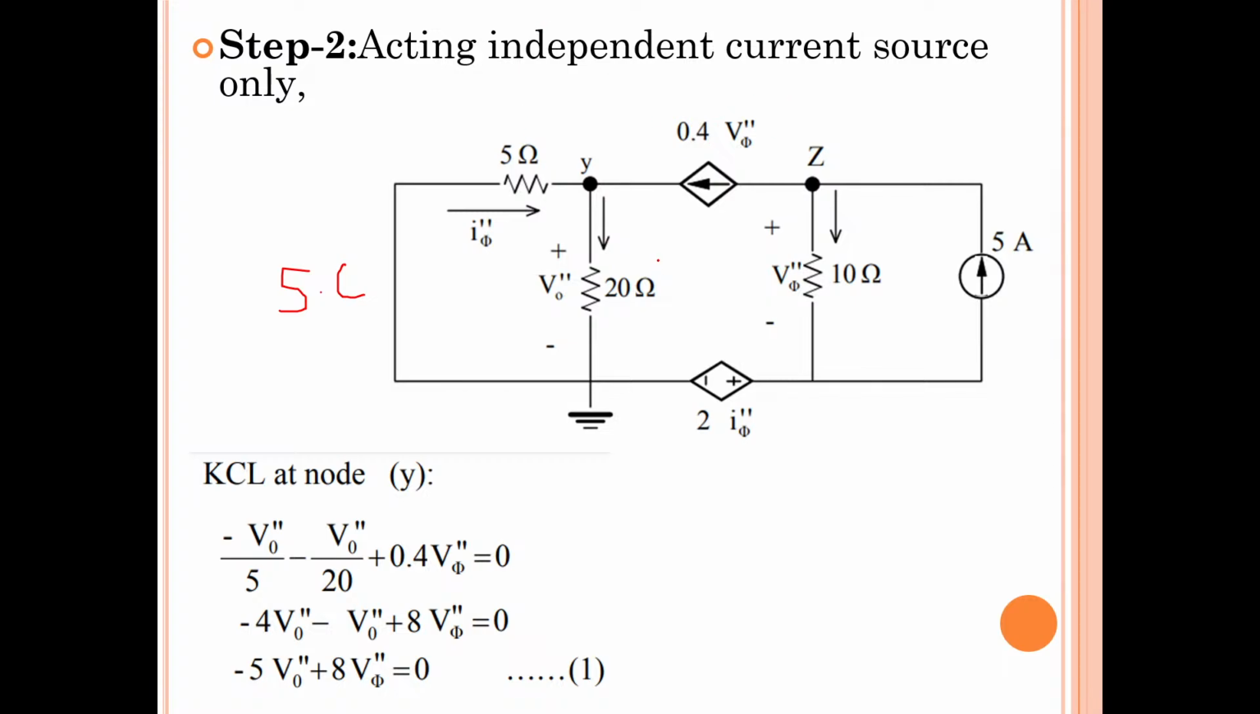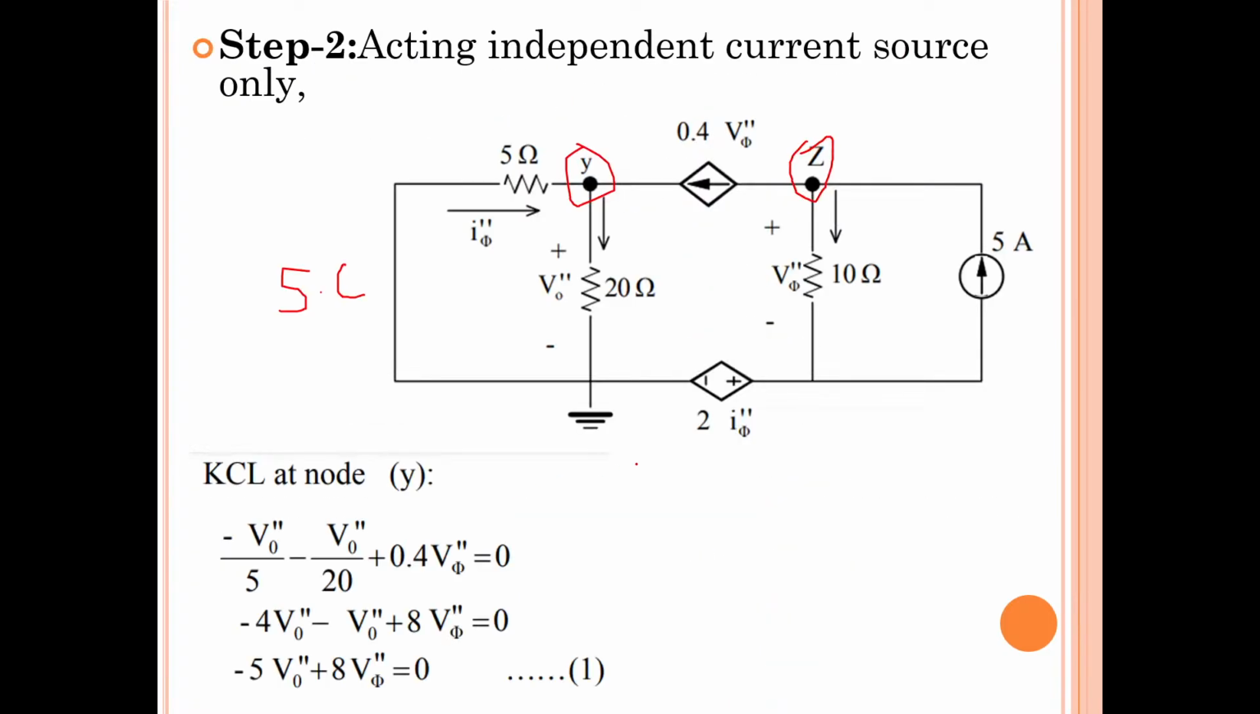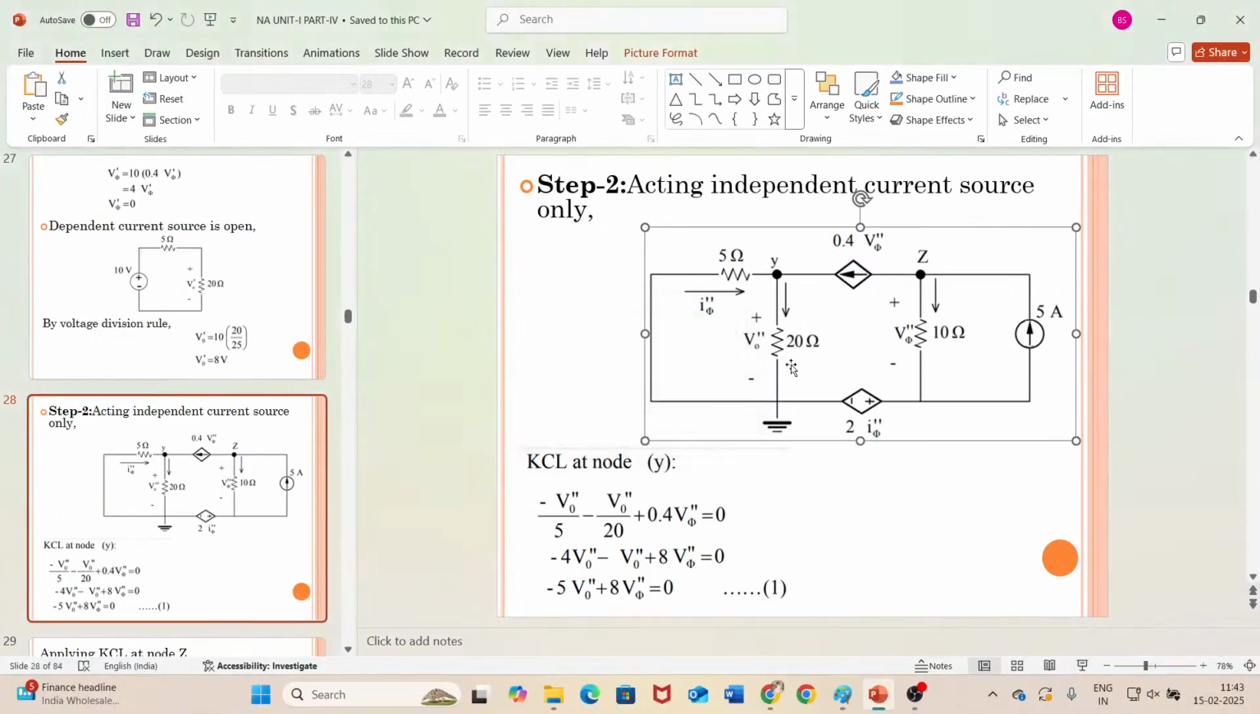When only a current source is there, it is better to go for Kirchhoff's current law to simplify the circuit instead of going for Kirchhoff's voltage law. Since a current source is there, I have assumed some nodes here, Y node and Z node. You can assume node 1 and node 2, it doesn't matter. For your sake, I will assume node 1 and node 2.